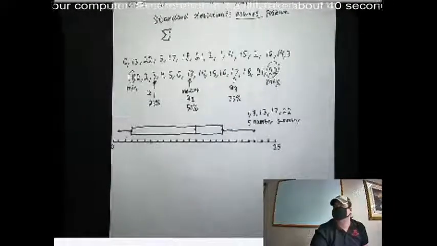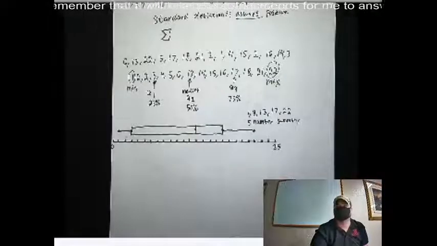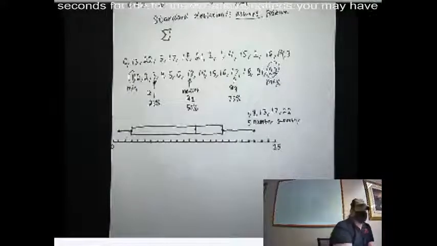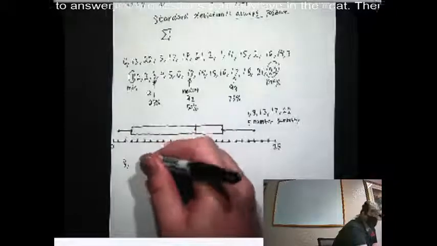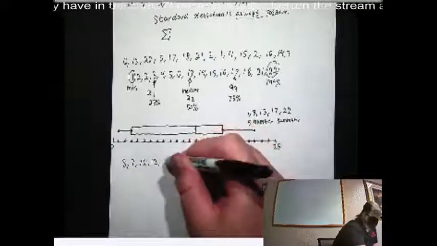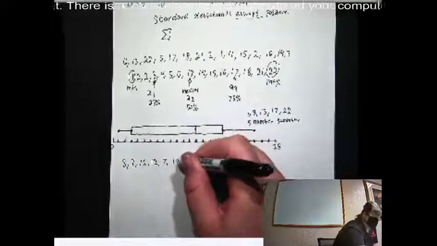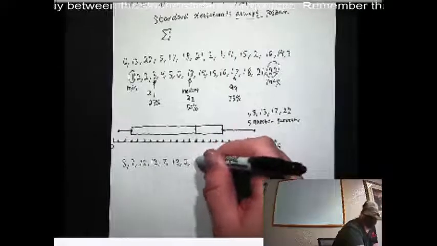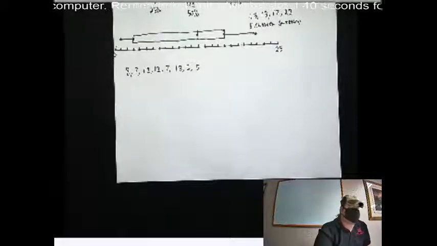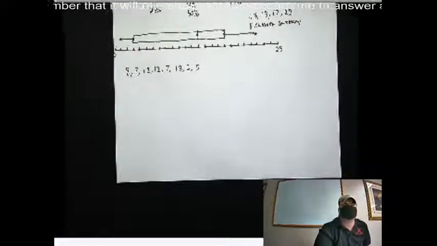Okay, let's do another one for practice. So I've got a set of data here: 8, 7, 12, 12, 7, 13, 6, and 5. Again, what we want to know is the relative distances between these things. So if you want to know relative distance, relative position, first they need to be in some kind of order. So let's go ahead and put them in order.